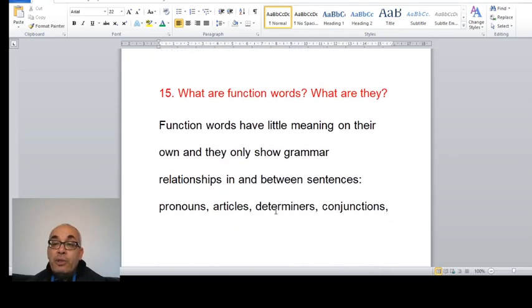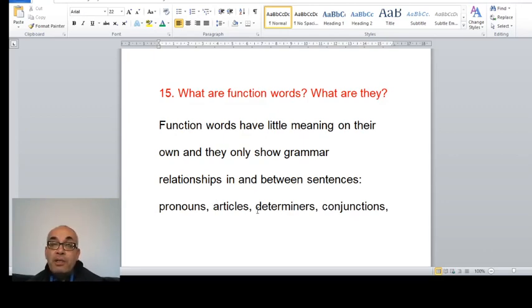And what are function words? They are the opposite of content words. Function words have little meaning, so they are not the most important like content words. Function words have little meaning on their own, and they only show grammar relationships in and between sentences. So pronouns are function words. What are pronouns? I, you, he, she, it, we, they, you, me, her, him, us, them. All these are pronouns. Articles, a and the.